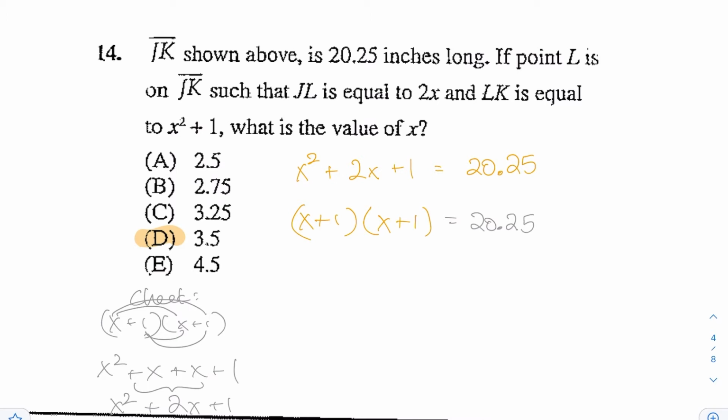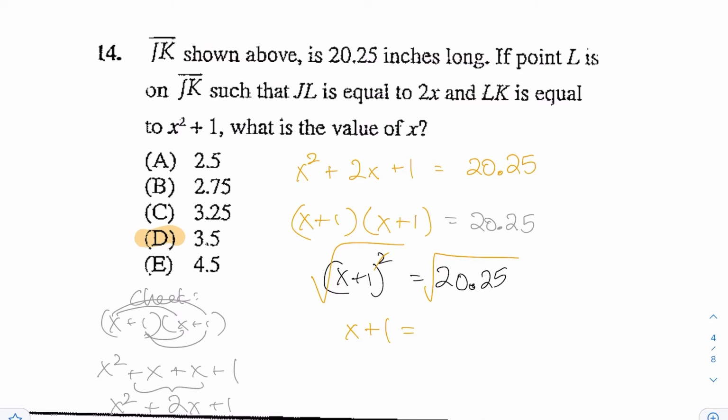So here, what you're going to want to do first is to do the square root, because this is x plus 1 squared is equal to 20.25. So if you do the square root on both sides, that will actually cancel out the exponent, and that will just give you x plus 1.